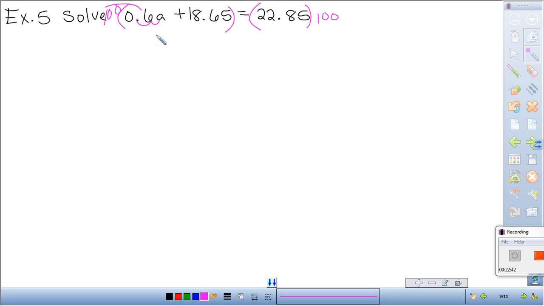And in that empty space, fill in a 0. So now I have 60A plus, again, move it 2 places, 1,865 equals, and move it 2 places, 2,285. So multiplying by 100 just moves your decimal 2 places. And you can see that if you go off to the side and multiply by 100.